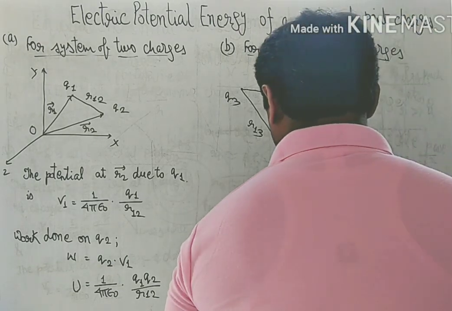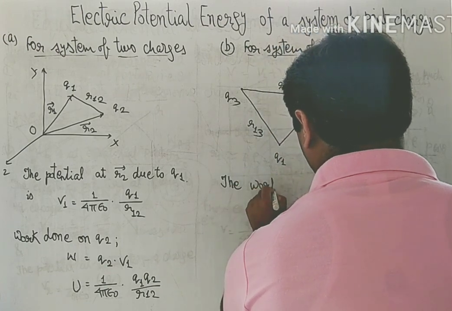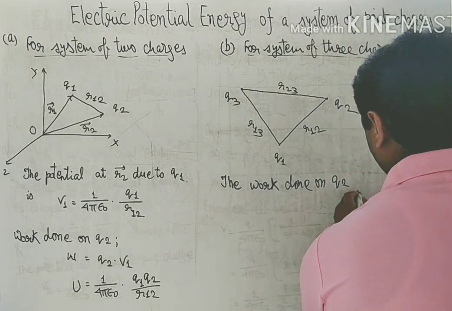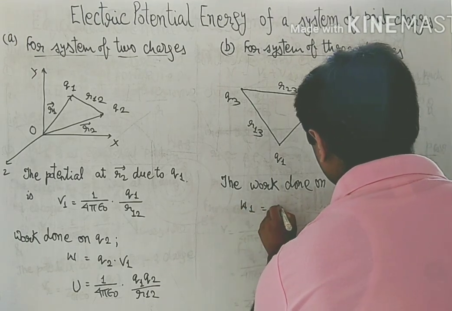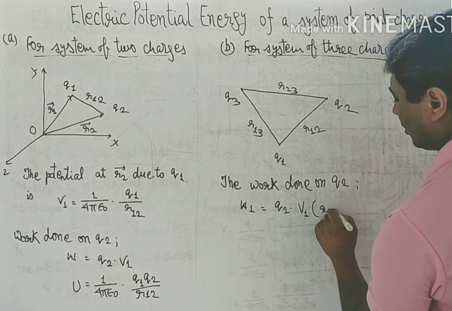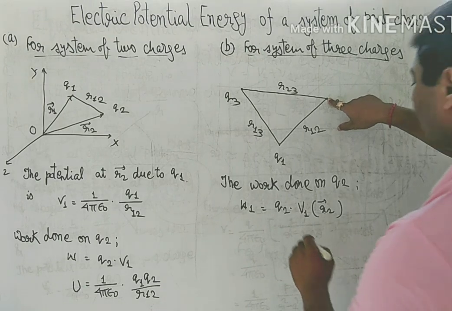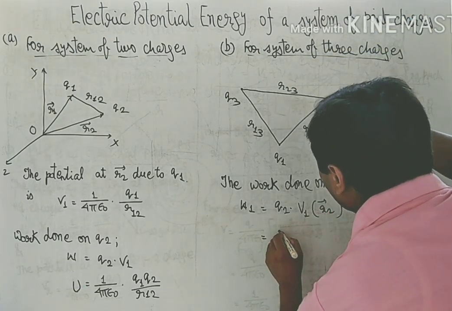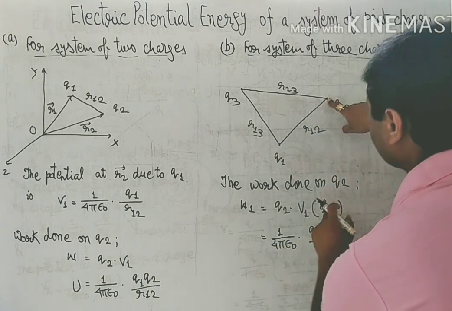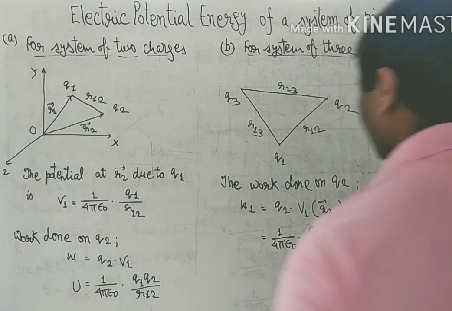So let's proceed here. The work done on Q2, let me call it W1, which is equals to Q2 into V1 at position R2. Okay, here actually we are having electrostatic potential. So this V1 would be 1 upon 4 pi epsilon naught Q1 Q2 upon, what's the distance of this from this one? R12. Similarly, we can have for this Q3.